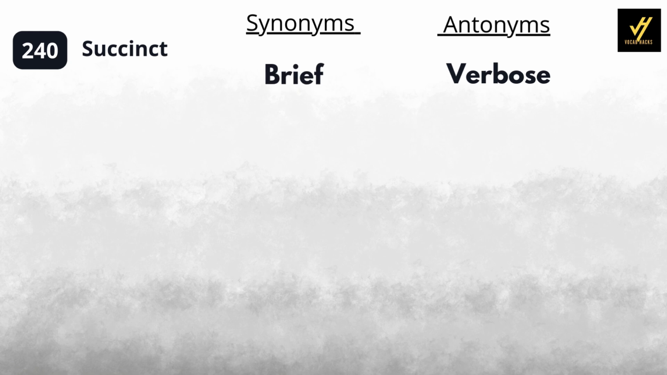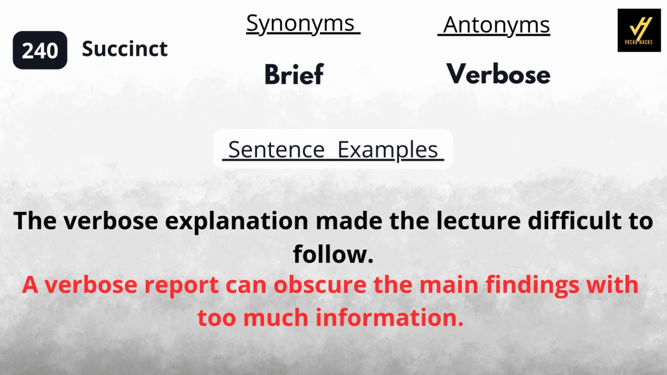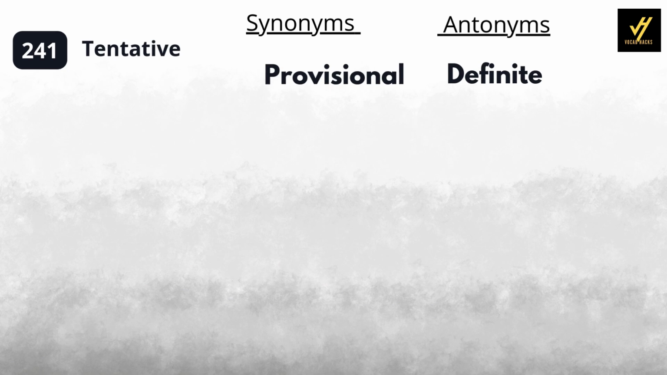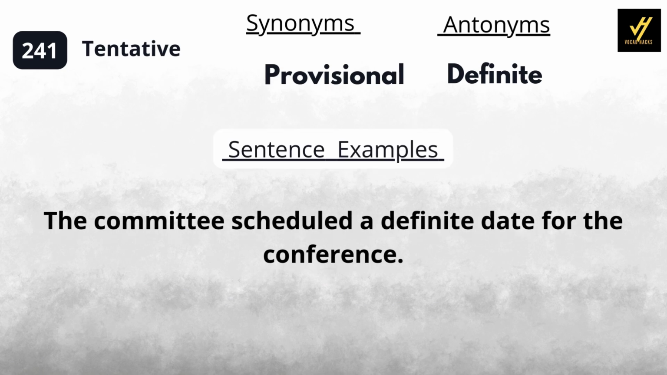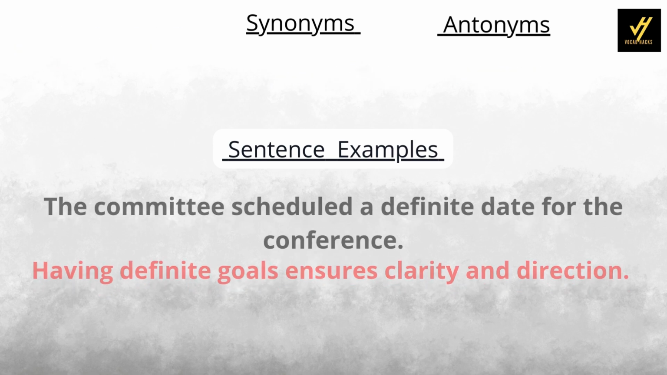Succinct, brief, verbose. The verbose explanation made the lecture difficult to follow. A verbose report can obscure the main findings with too much information. Tentative, provisional, definite. The committee scheduled a definite date for the conference. Having definite goals ensures clarity and direction.